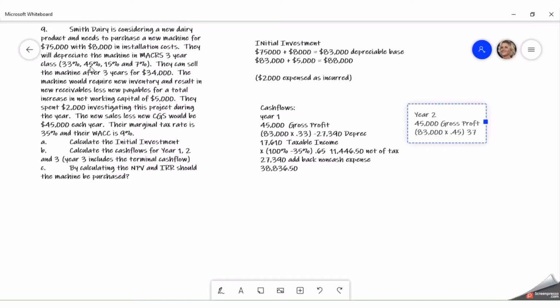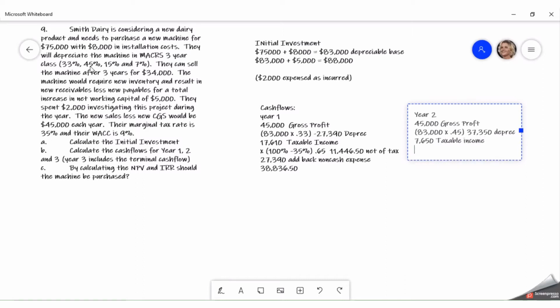And that gives us 37,350 in depreciation. And then we subtract that to get to 7,650 taxable income.